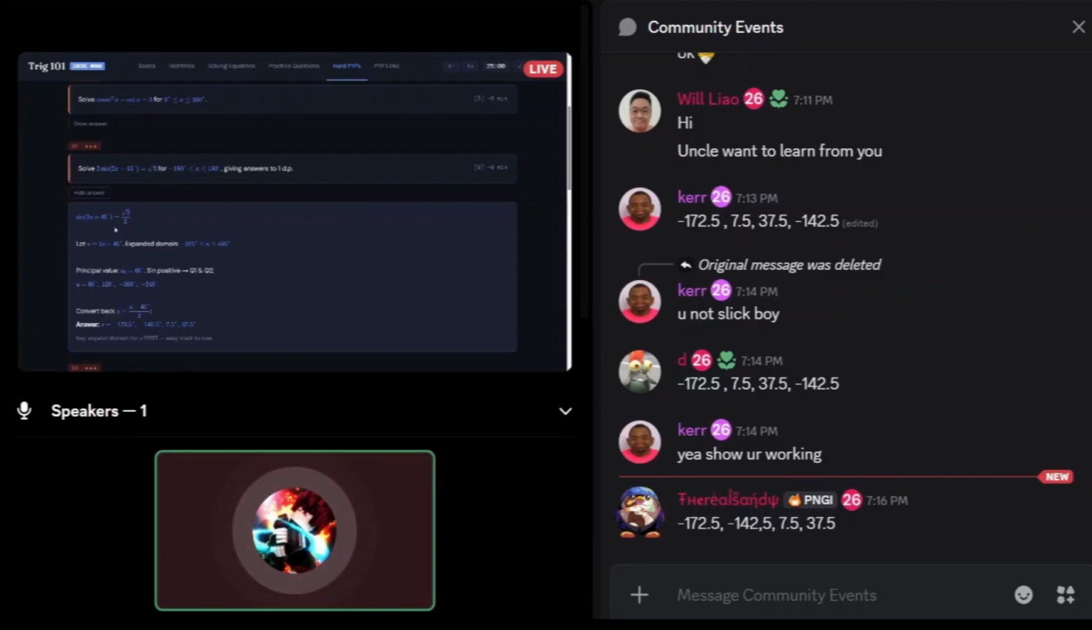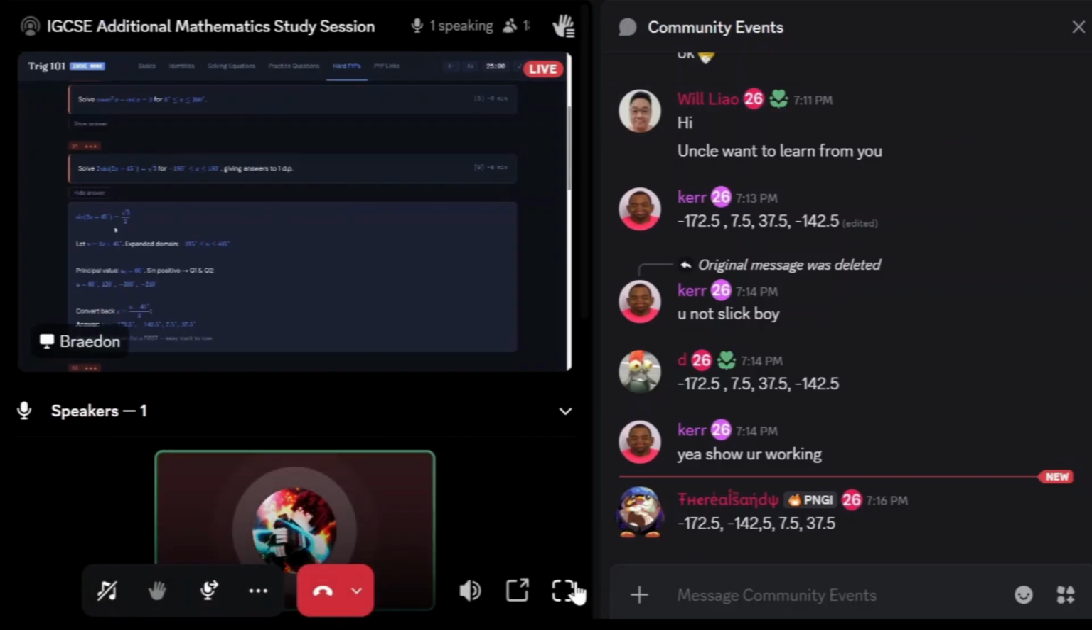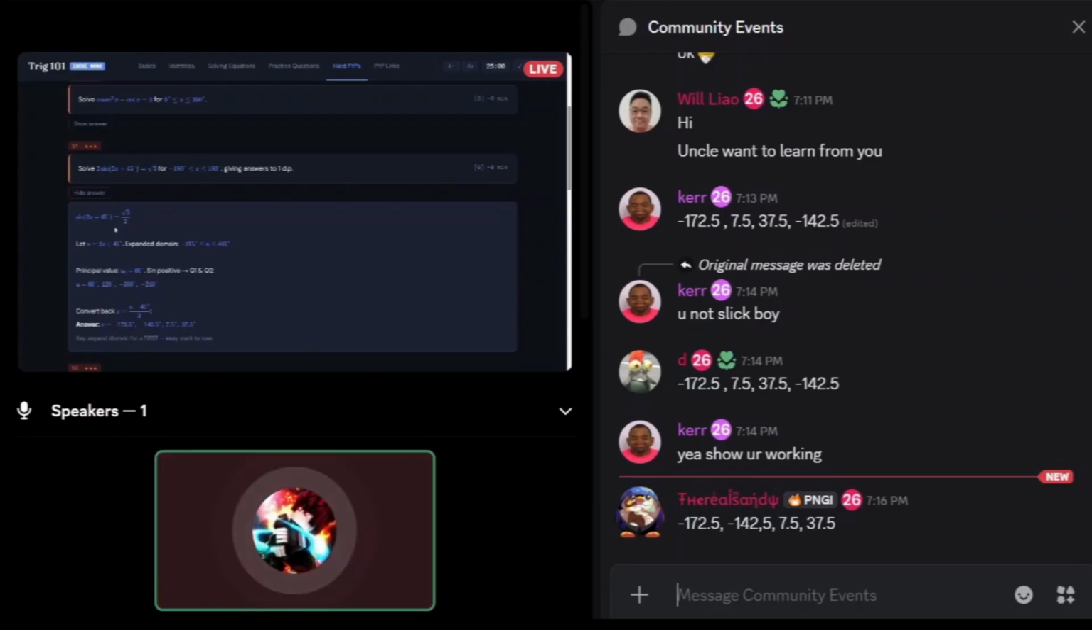So actually, if you memorize right, root 3 over 2 is actually sine 60. But yeah, it's one of the values in the table. So since sine is positive, it's quadrant 1, quadrant 2. So 60 and 120.